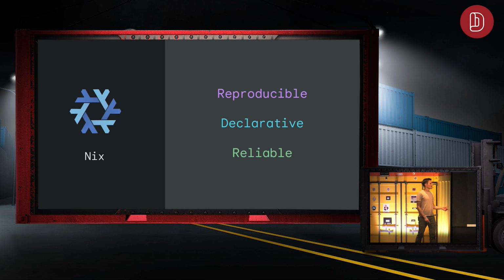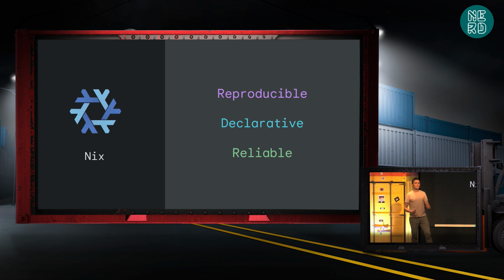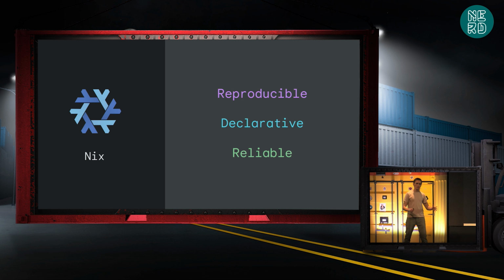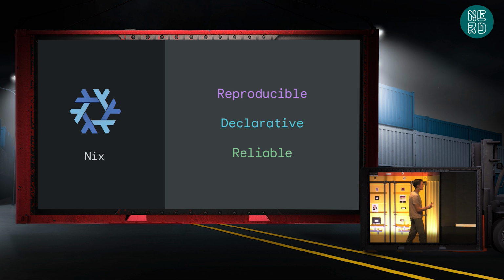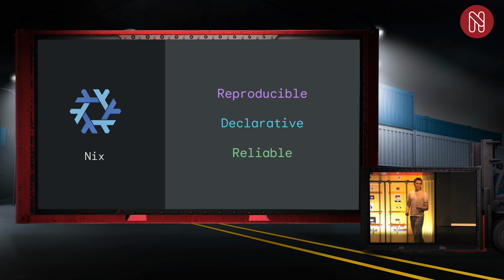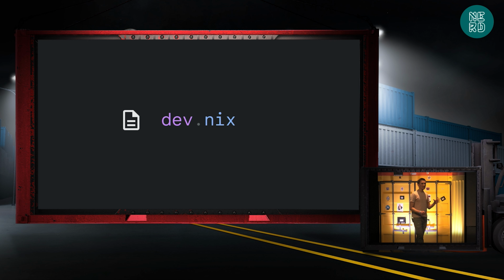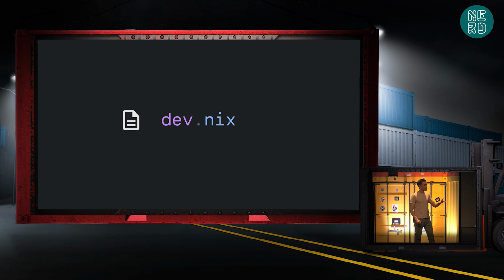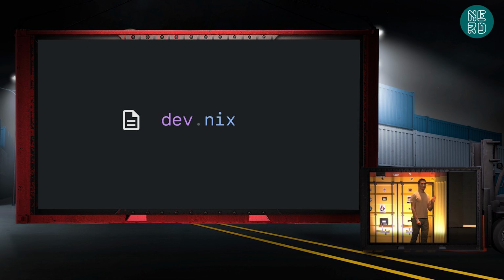So with Project IDX, we use a system called Nix. And Nix is an open source OS that allows you to have reproducible, declarative, and reliable systems. And everything in an IDX workspace is configured within one file, which is called dev.nix.